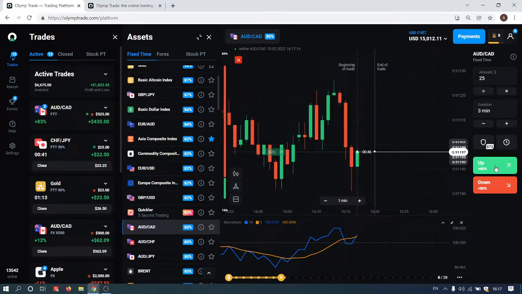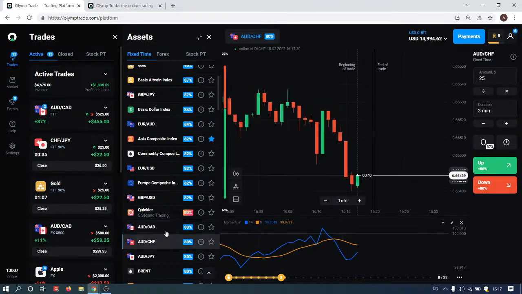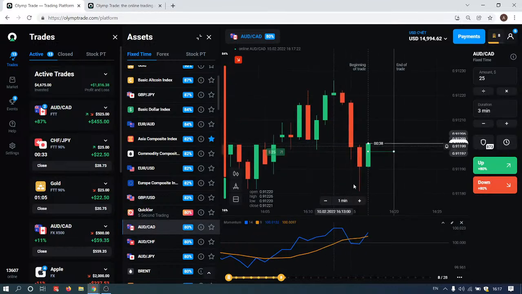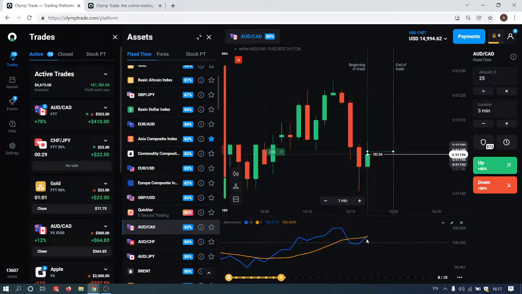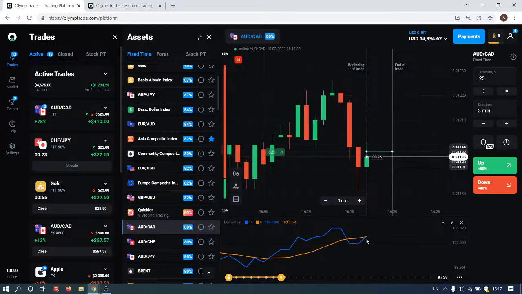All right, so AUD CAD, so the Australian dollar against the Canadian dollar. A trade. So once again, guys, setup number 1. The blue line crosses the orange line in the upwards direction. So signal number 1 in the upwards direction, and voila, I open a trade in the upwards direction here.